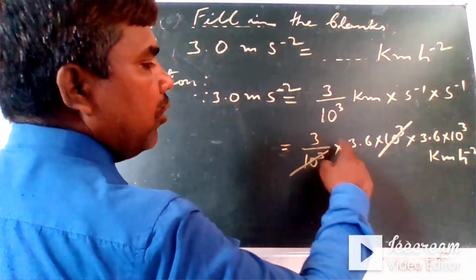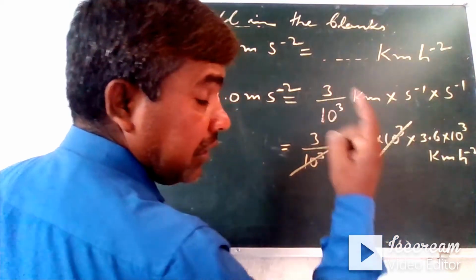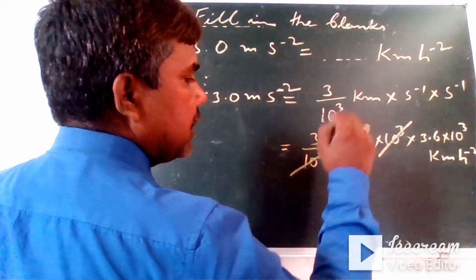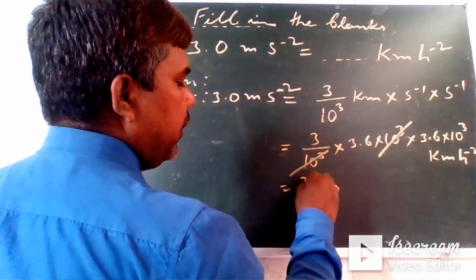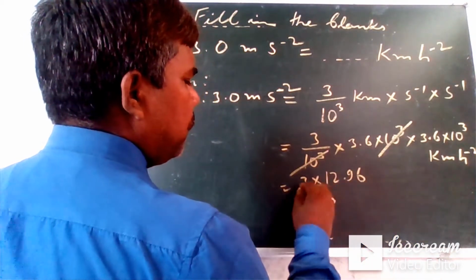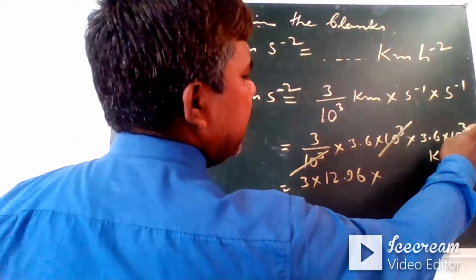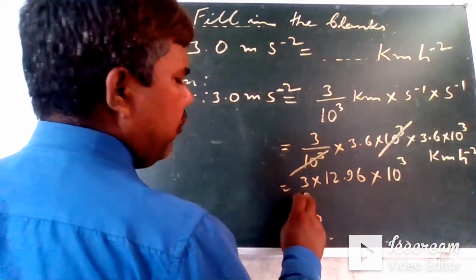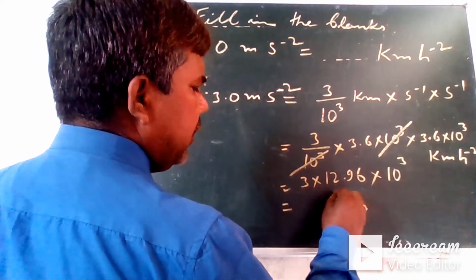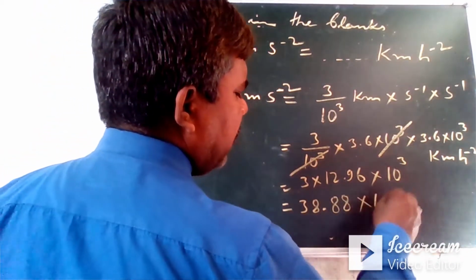Now we are going to do the multiplication. 3.6 into 3.6, that is 36 into 36, the square we have found earlier: 1296. So it will become 3 into 1.296, here 96 into 10 to the power 3. Okay, if we multiply this one, we will get 3 6 is 18, 3 9 is 27, 1 28, 2 12 is 36, plus 2 is 38. Okay, this has become 10 cube.